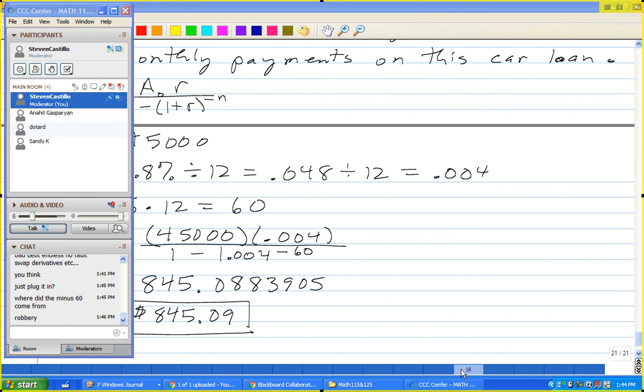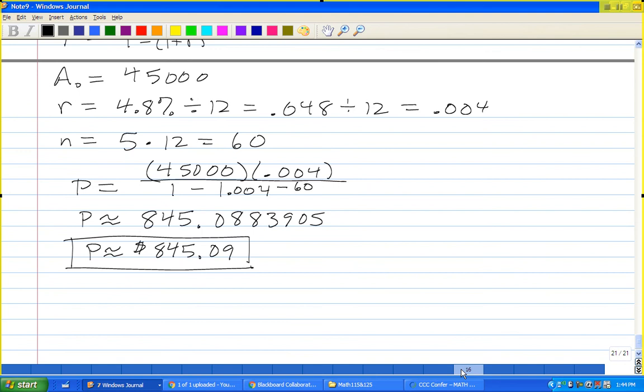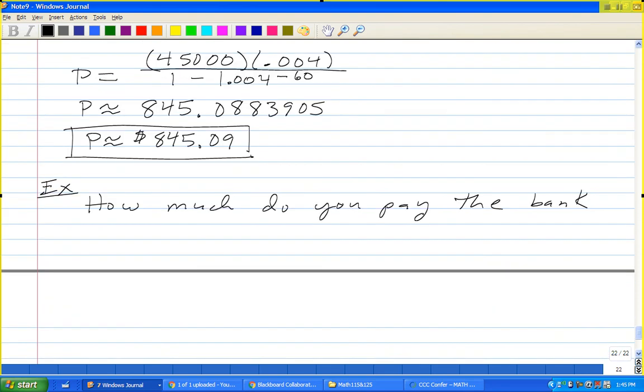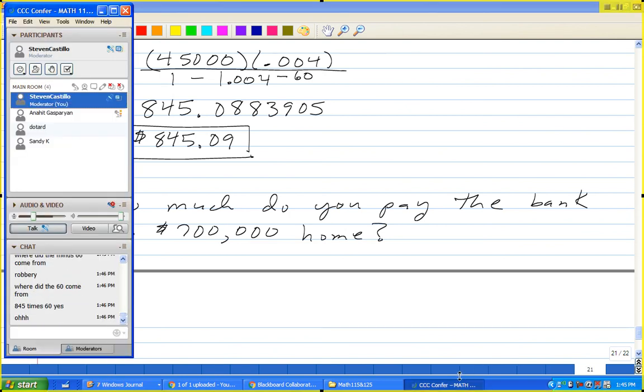Now, one more minute from the previous example: how much do you pay the bank for this $700,000 home?